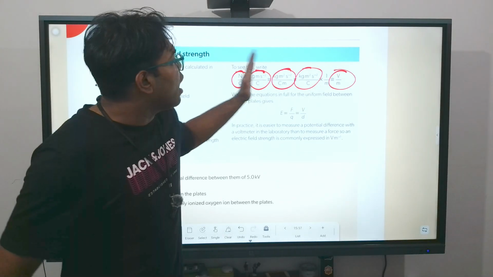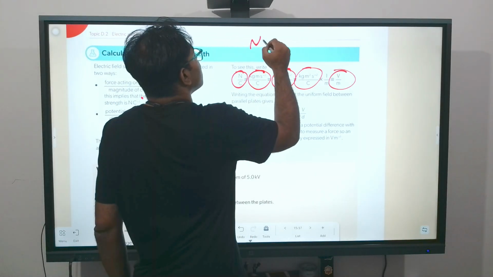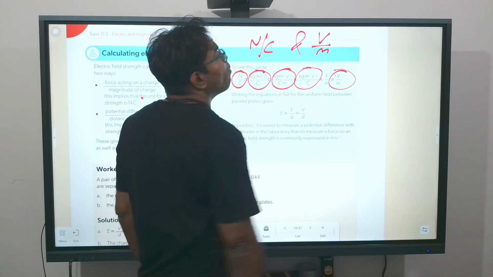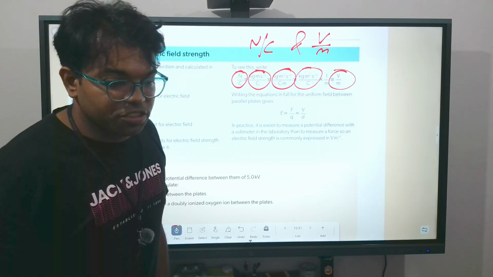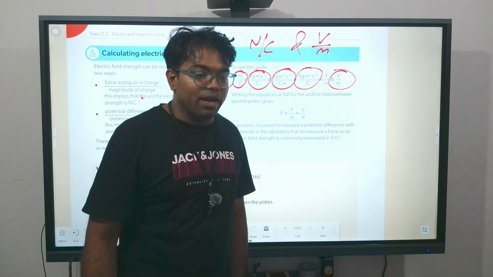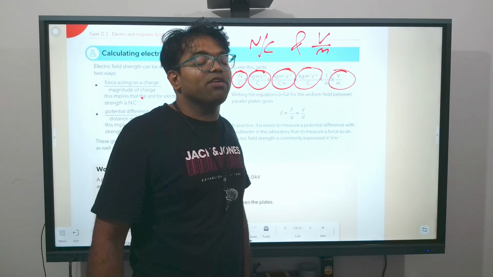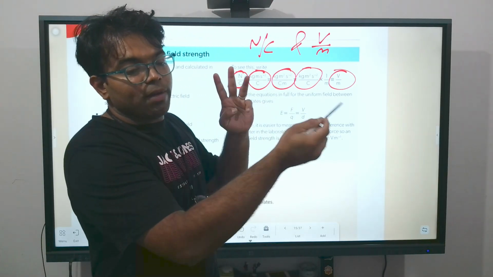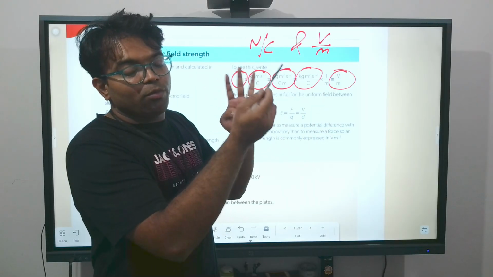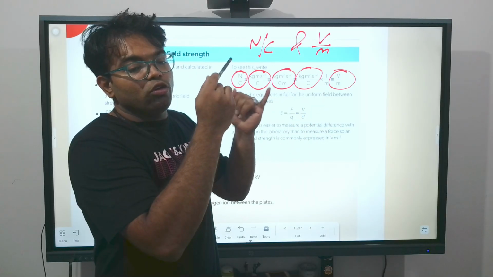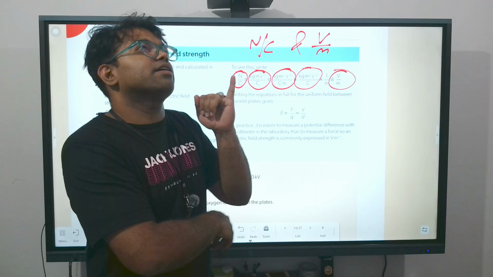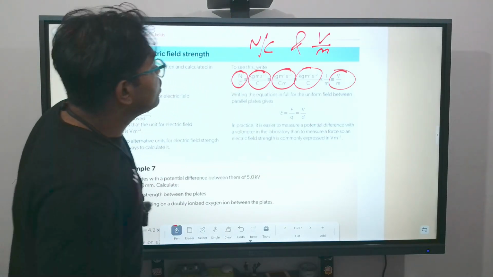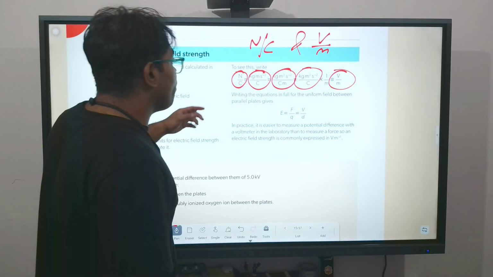Newtons per coulomb and volt per meter both share the same dimensions. You know what dimensions are, right? Length, mass, basically the fundamental units. You have the seven fundamental units: the length, the mass, the time, the number of moles, the temperature in Kelvin, luminosity, and current. So these are the seven fundamental properties.